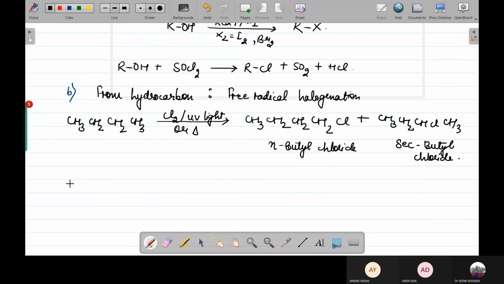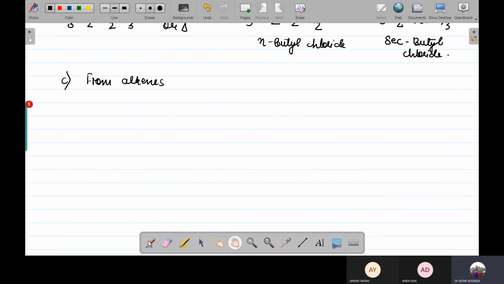Next, if we want to prepare a haloalkane, then we can also prepare these besides from alcohol and hydrocarbons. So let's begin with the alkenes. The very first reaction in the case of alkene is what? Addition of hydrogen halides.